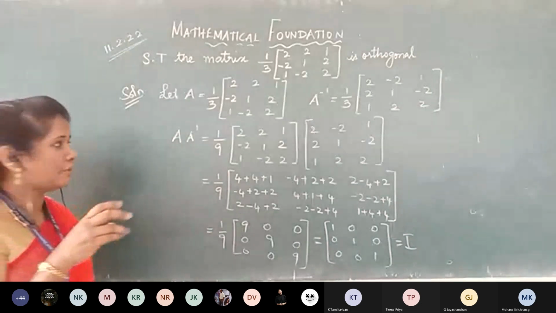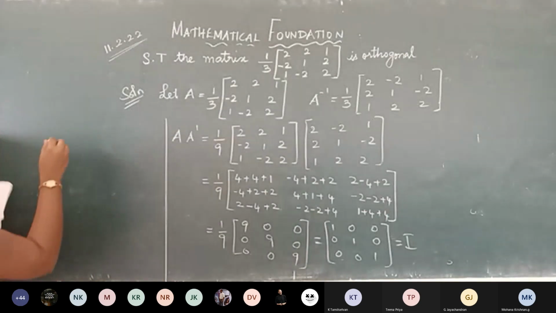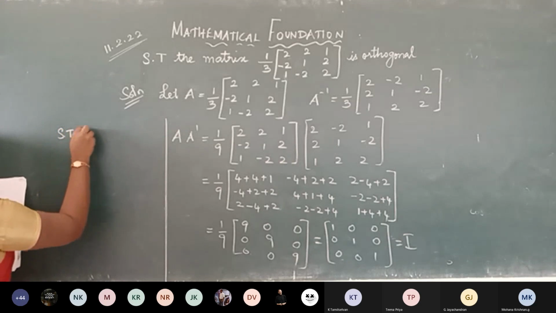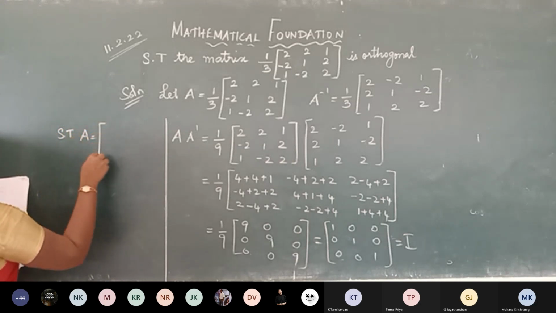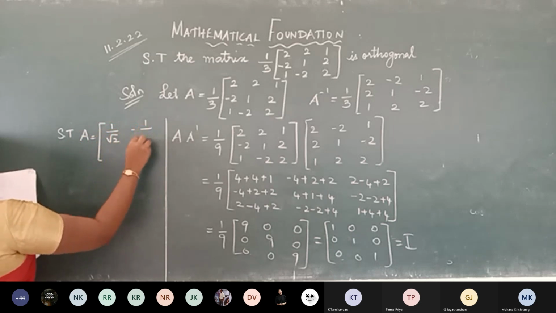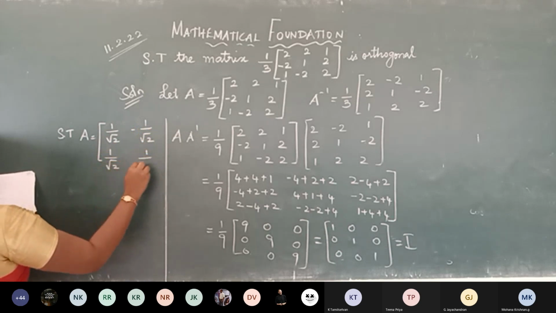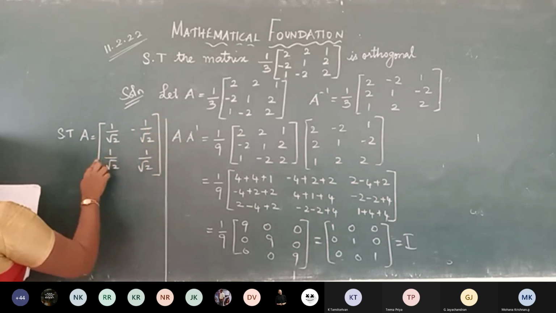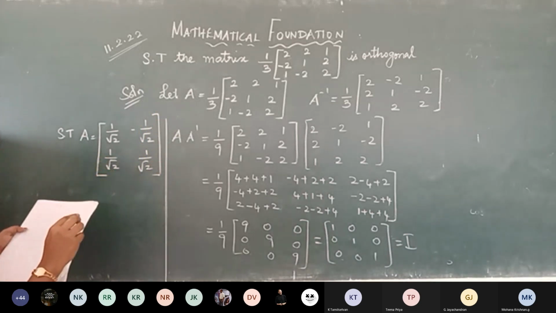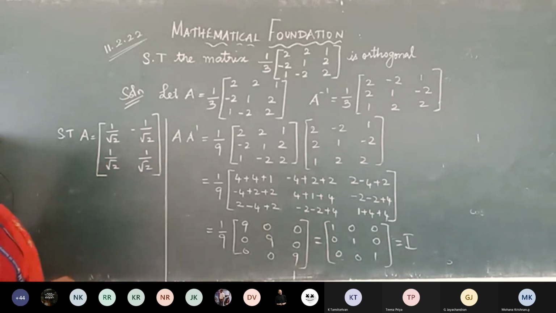As homework, I will tell you what you will do. Show that A is equal to 1 by root 2, minus 1 by root 2, 1 by root 2, 1 by root 2. This is the given matrix. You will have to see whether this is orthogonal. And another problem is also there.